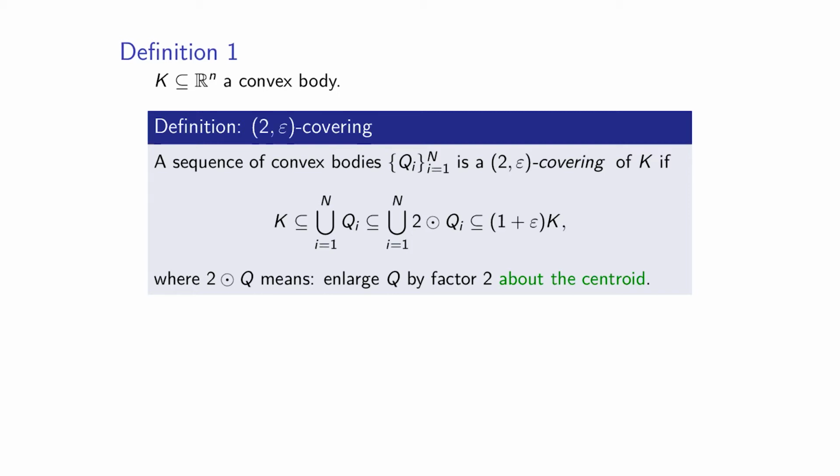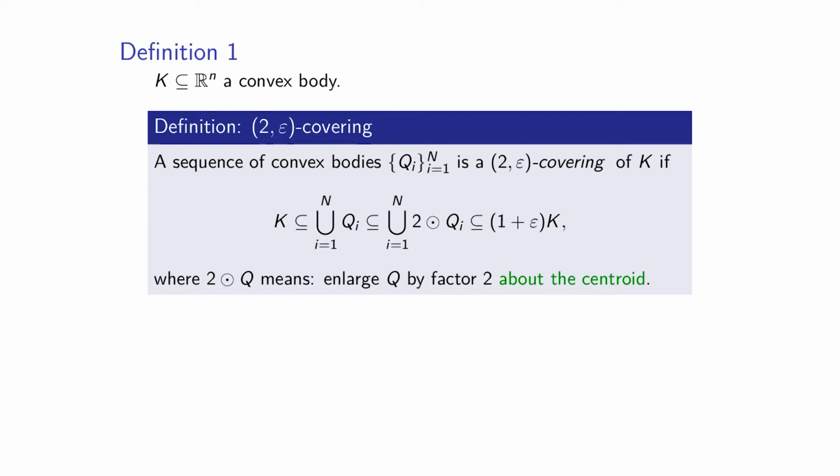Okay, and the question is, this is a general question. You can forget the algorithmic problem and all that. Just consider this: given a convex body K, how small can this capital N be? So how few convex bodies QI can you take so that their union covers K, but when each of them is blown up by a factor 2, they still remain in 1 plus epsilon times K.